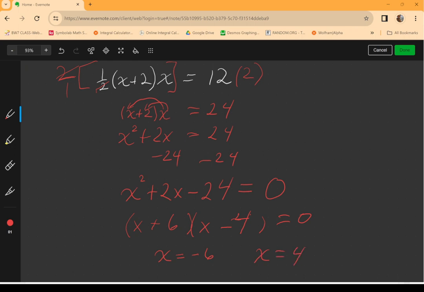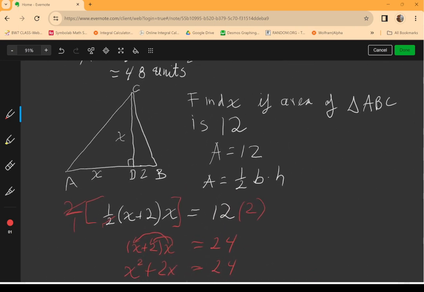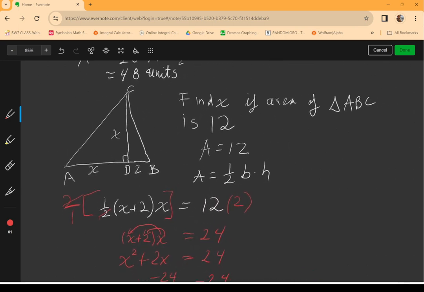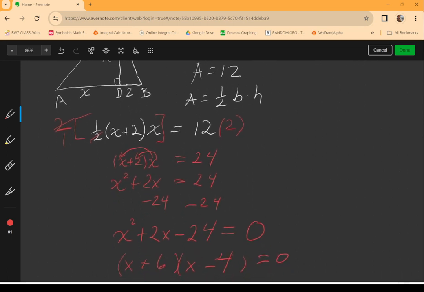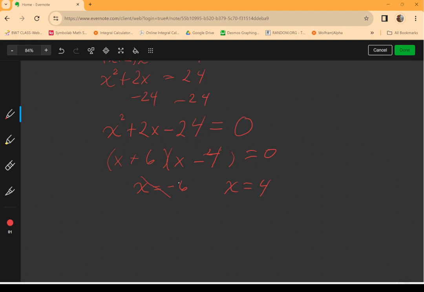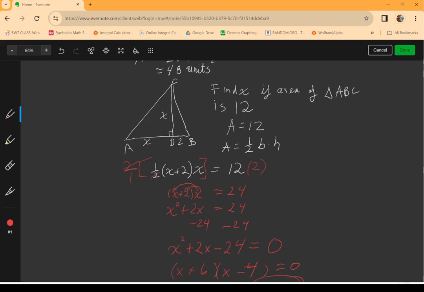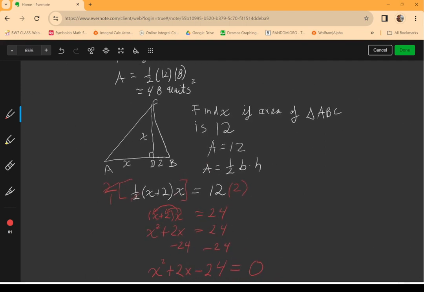Algebraically, this makes sense, but I need to make sure it fits the application. We're dealing with lengths, so it doesn't make sense to have a length of negative 6. So I'll reject this answer, and we have a solution of x equals 4.